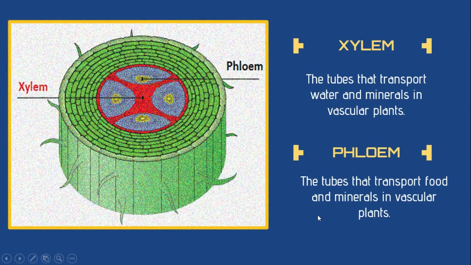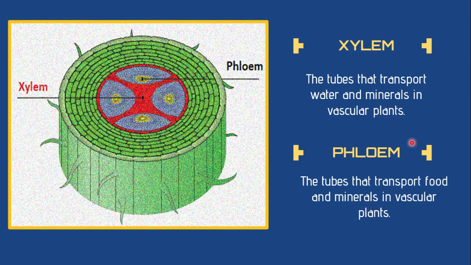Xylem. As you can see here, xylem is the red part of the stem. It's the tube that transports water and minerals in vascular plants. So this red part is the tube that transports water and minerals in vascular plants, the xylem, alright?